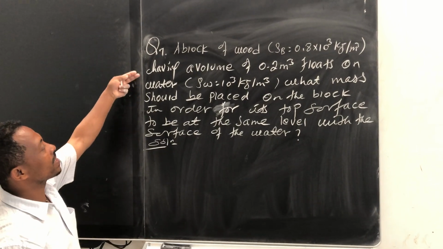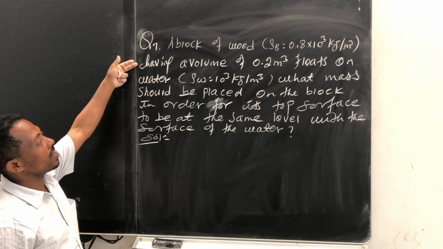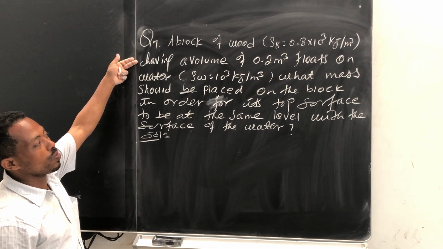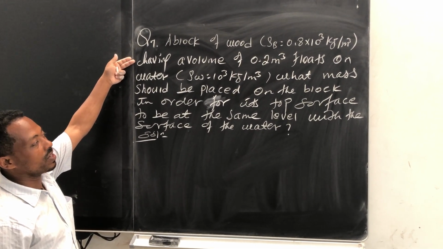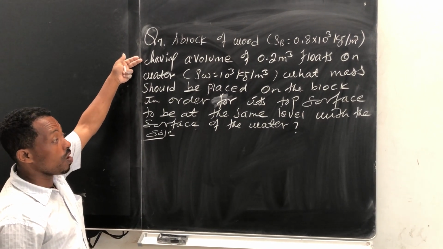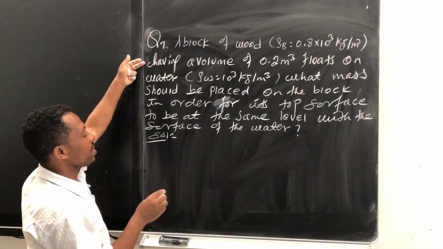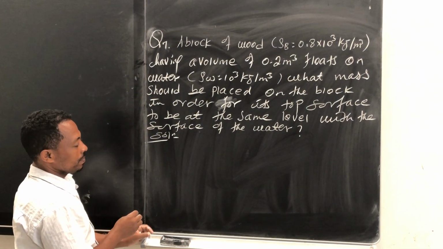What does it say? A block of wood having a volume of 0.2 cubic meter floats on the water. What mass should be placed on the block in order for its top surface to be at the same level as the surface of the water? Right.